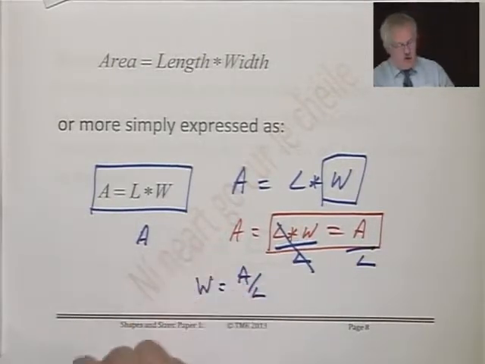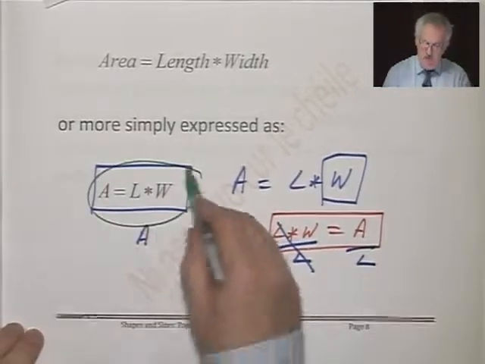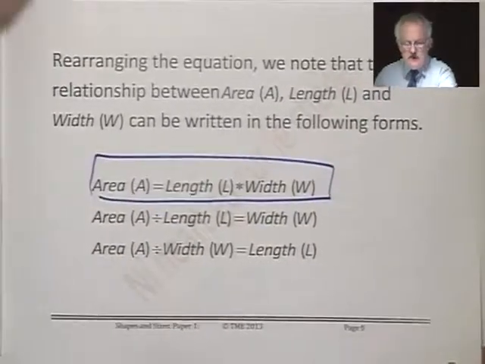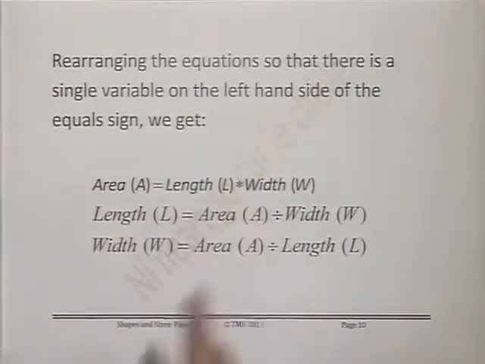So in a way, no matter what form they give me the equation in, it looks like I can toss it around into 3 equations. So let's see if that's the way it works. A is L by W.